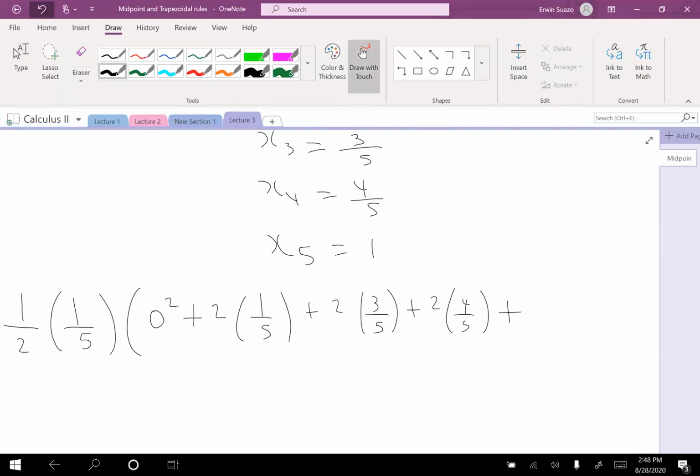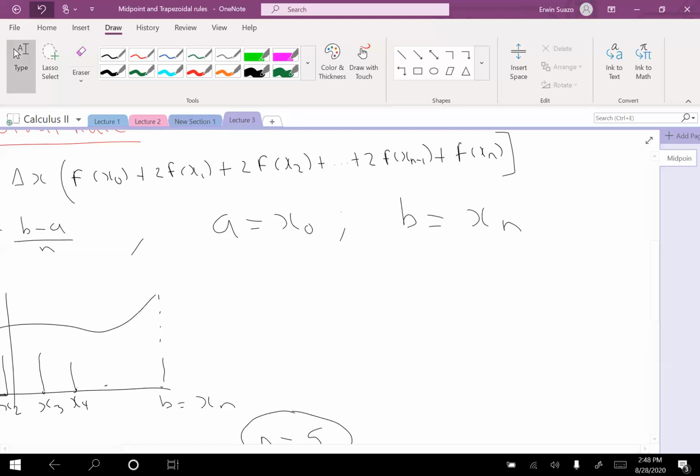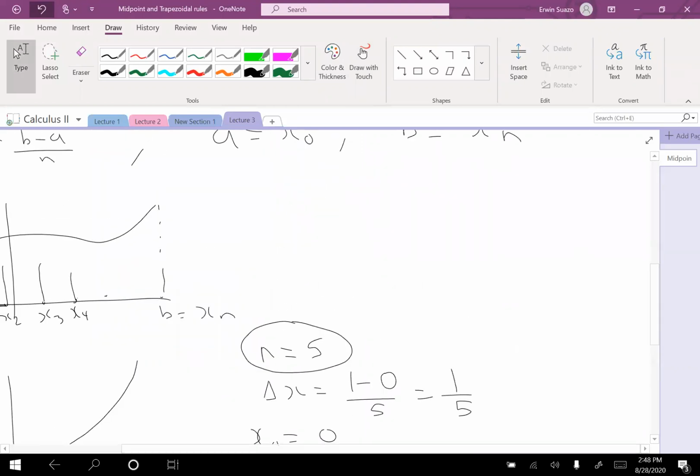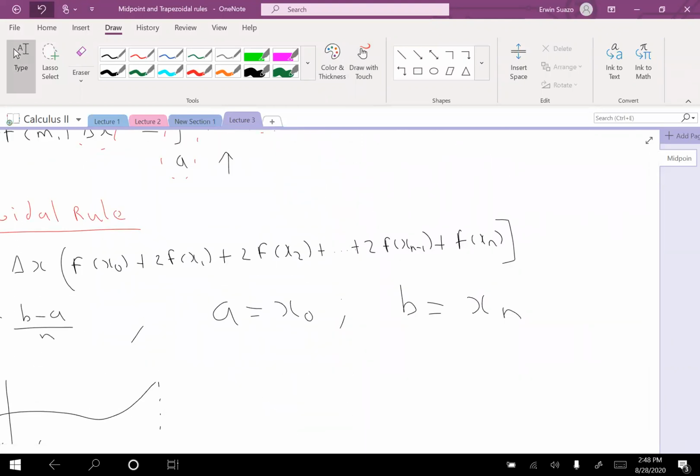And then finally, what do I write? Plus what? Oh, sorry, 1/5 squared. It has to be evaluated in the function, right? So squared. And my last one is, what is my last one? 1 squared without the 2. So notice that in the trapezoidal rule, the first one and the last one don't have the number 2. Everything else has the number 2. Okay?